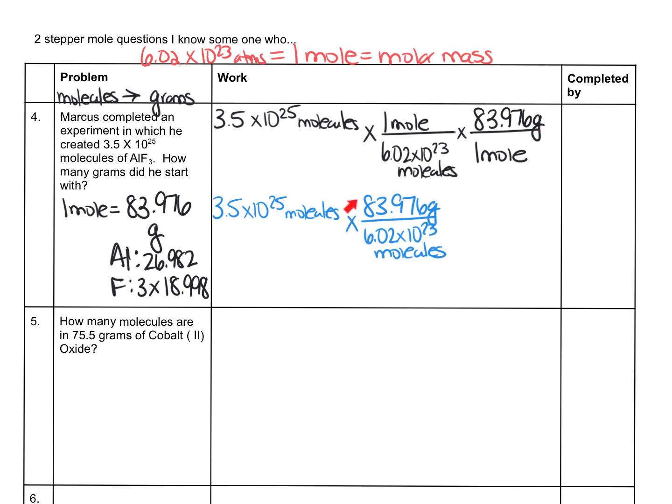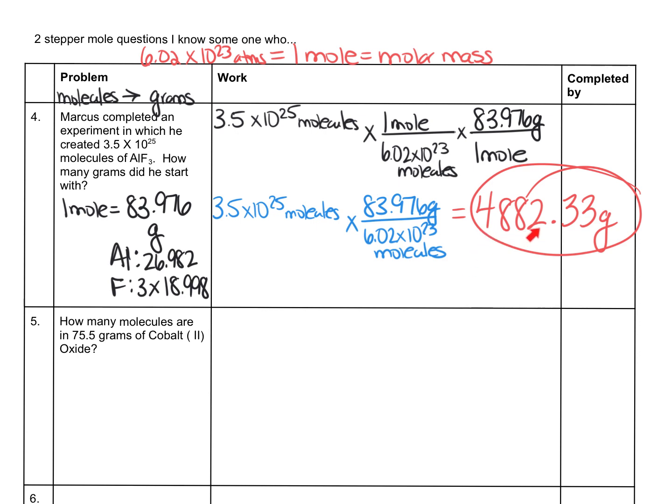I can also break this into just one step, because 1 mole is equal to 6.02 times 10 to the 23rd atoms, and 1 mole is equal to the molar mass. If I start with molecules, I'm going to put my molecules on the bottom of 6.02 times 10 to the 23rd, and I'm going to put my molar mass on the top. Either way that I do this, I'm going to calculate the same way and get the same answer. And you should get right around 4,882 grams.